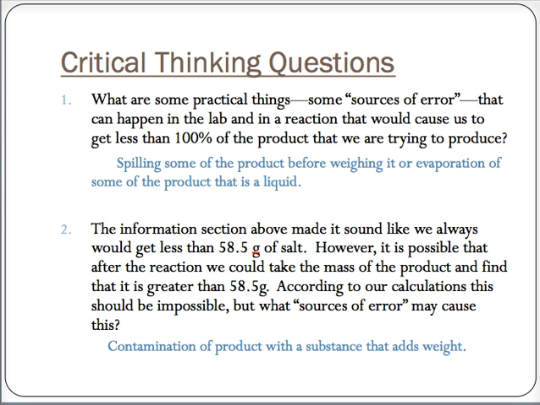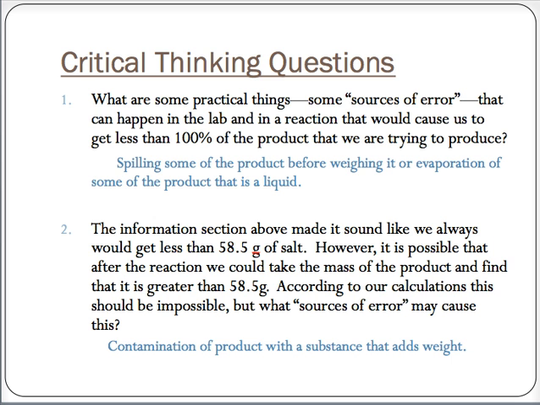Critical thinking questions. What are some practical things or sources of error that can happen in the lab and in a reaction that would cause us to get less than 100% of the product that we're trying to produce? Well, spilling some of the product before weighing it, or evaporation of some of the product that is a liquid, can cause us to lose some mass from the product. So yeah, okay. Question number 2.